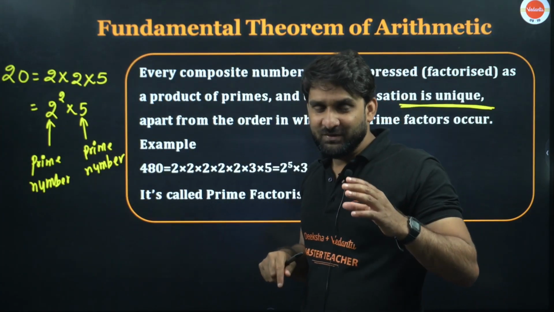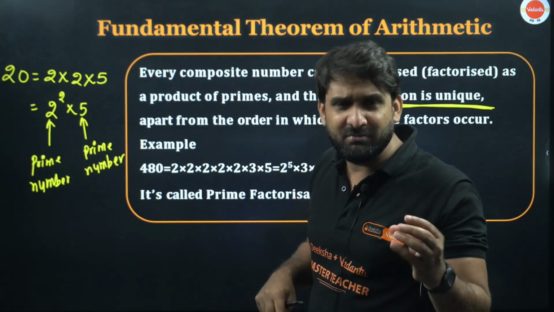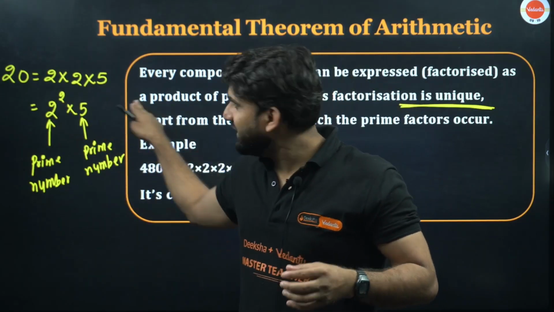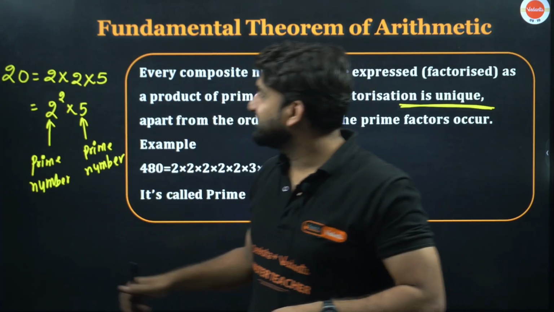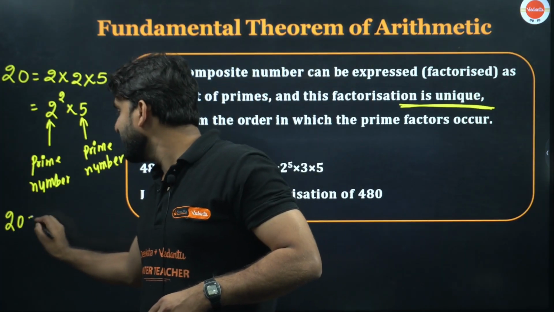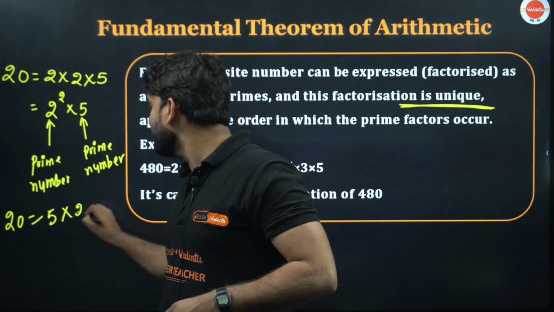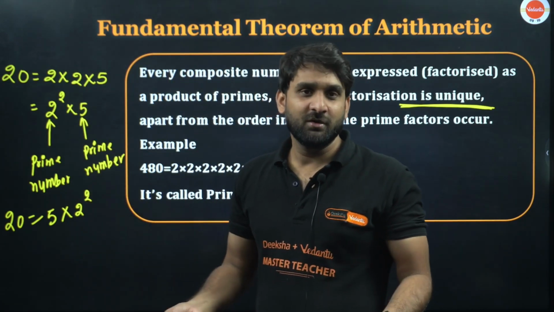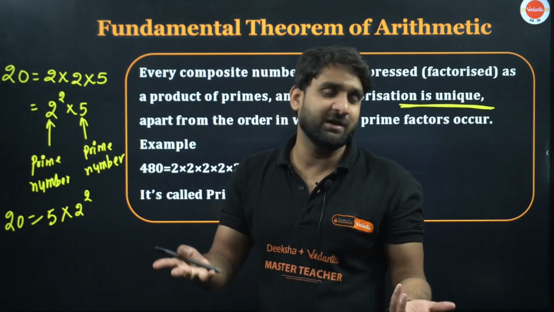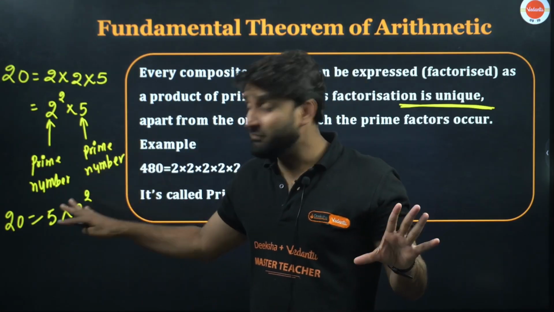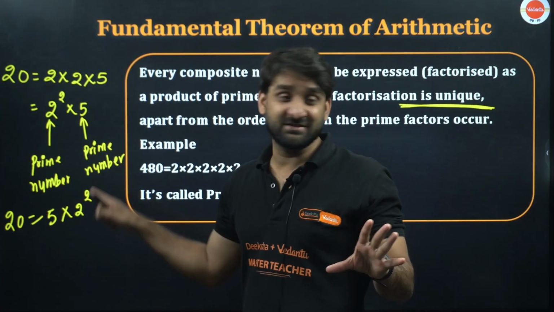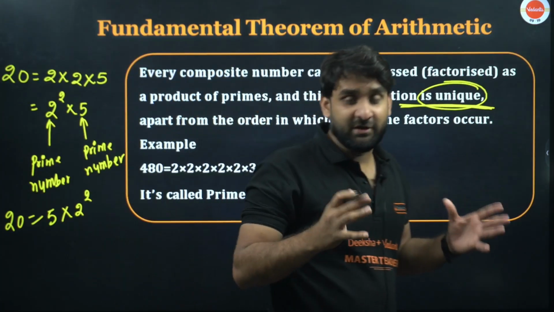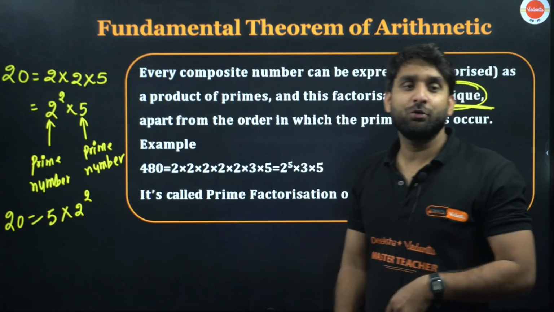Now if I ask you, do you have any other method to represent this 20 in this form? No. Some student might be saying, sir, yes, I can write this as 5 into 2 square. Arey yaar, both are same. 5 into 2 square or 2 square into 5. You are just changing right to left and left to right. No difference. Only one format to represent 20. And that's why this is called unique. Factorization is unique. I hope you are getting my point.